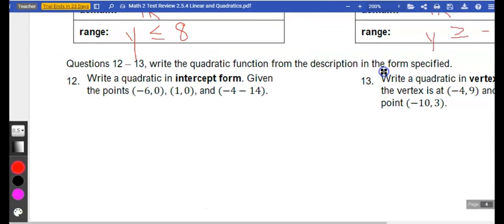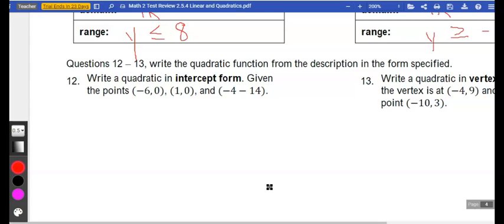Get these so we can see them a little bit better. Okay, so this is telling us to write a quadratic in intercept form. So we want to look at what we've been given. We've been given points -6, 0, 1, 0, and -4, -14.